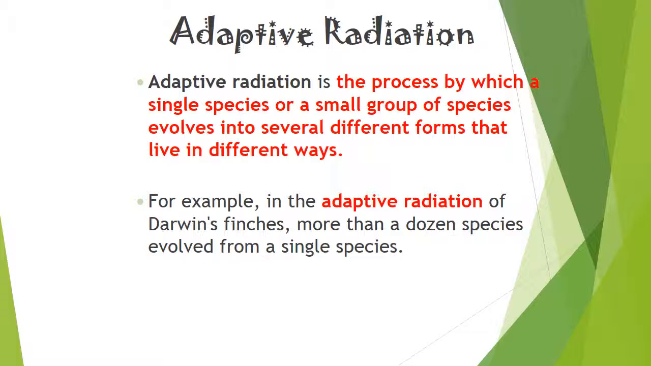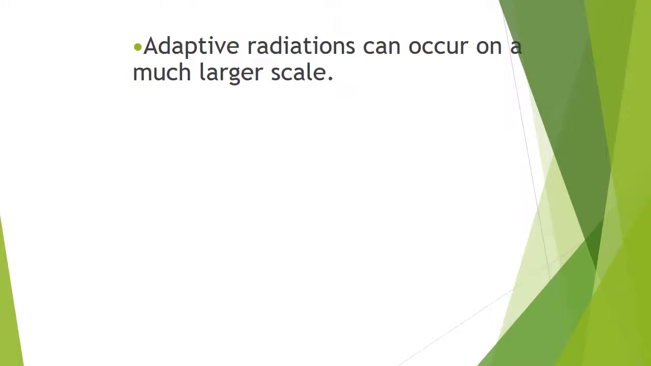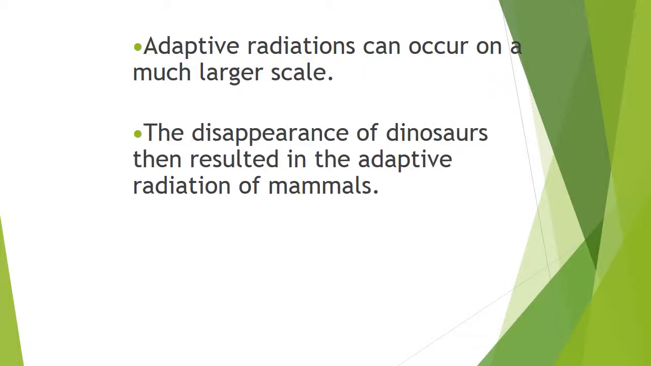Another example that would make more sense to you is Darwin's finches. If you remember, those are the birds that had all different shaped beaks that were adapted to the food sources that they had available to them. And that was because they lived in different areas. So adaptive radiation can happen on very large scales as well.